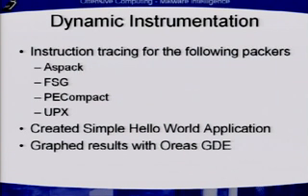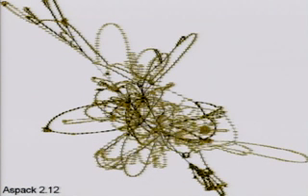And just to validate the results, we created a simple Hello World application, probably the same one everybody's written, and then graph the results on the basic block using a program called GDE, or Go Visual Diagram Editor by ORAS. So this chart here, each of these blocks represents a basic block inside of the executable. And every connection represents a transition from one basic block to another. So you can probably guess that this is Windows because it's a lot bigger than you would expect.